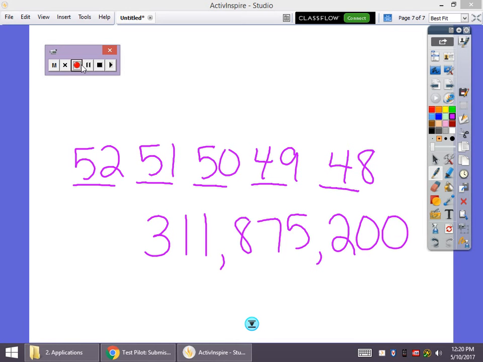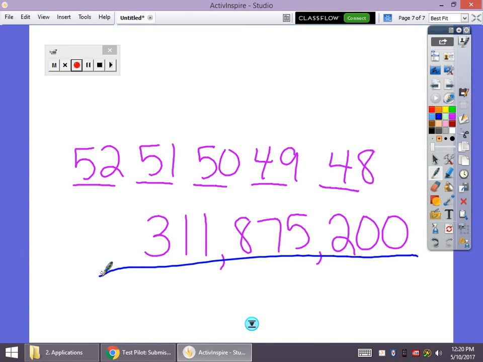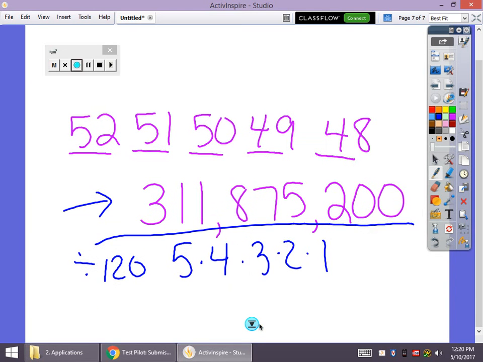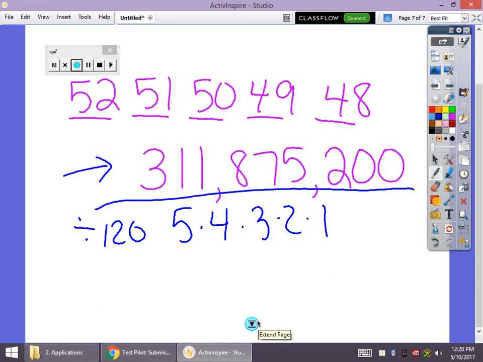So we have to take this number, and because there's 5 slots, we're going to divide it by 5 factorial, which is 5 4 3 2 1, which happens to be 120. So I want you to take this 311 million and divide it by 120 and tell me how many arrangements we have. I'm going to throw it back because Anna does a nice job of reading the number, so we're going to let her do it.